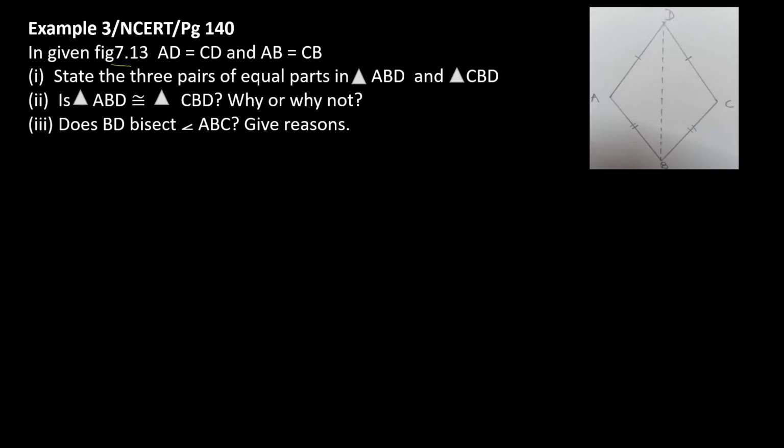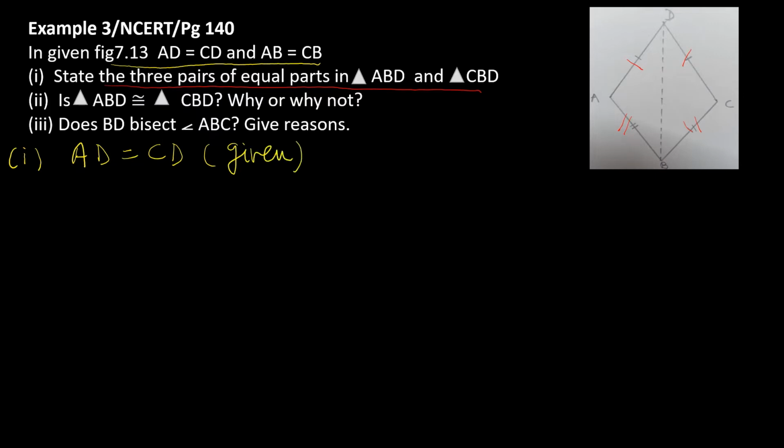Here the figure is given, ADBC. In this, AD is equal to CD and AB is equal to CB. It is given. So you can see in this figure AD is equal to CD and AB is equal to CB. It is given, and we have to prove the three pairs of equal parts in the triangles ABD and CBD. So let's start. The first pair is AD is equal to CD. It is already given in the question itself, so we will write the reason: given.